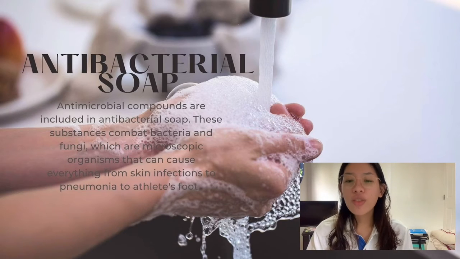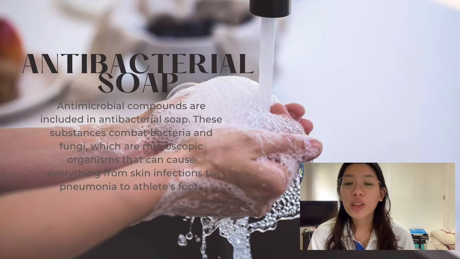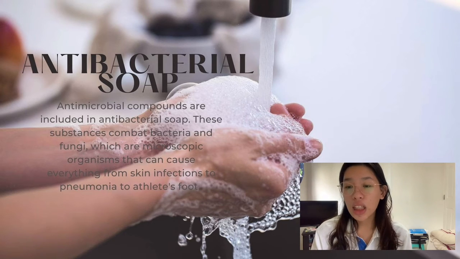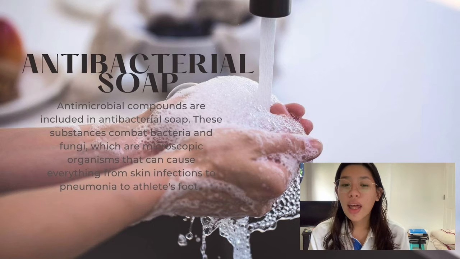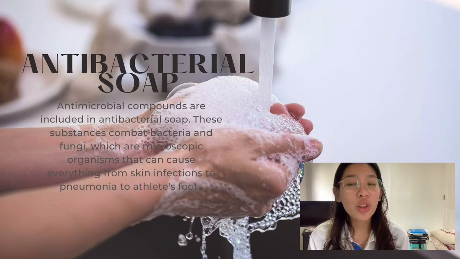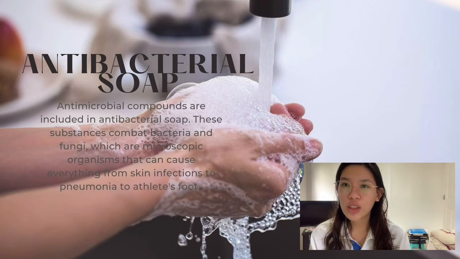So to start off, antimicrobial compounds are included in antibacterial soap. These substances combat bacteria and fungi, which are microscopic organisms that can cause everything from skin infections to pneumonia to athlete's foot. Antibacterial soaps are made by a variety of companies, each with its unique variation, and P&G or Procter & Gamble is one of the most promising producers, who developed their own antibacterial soap, which is Safeguard Antibacterial Soap.